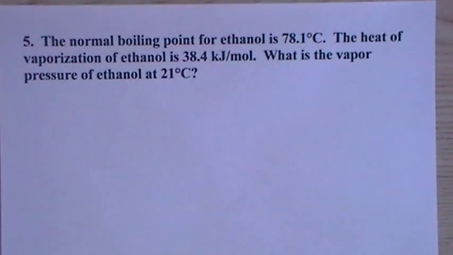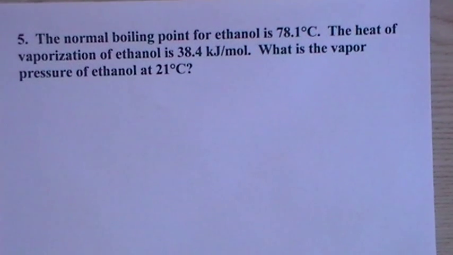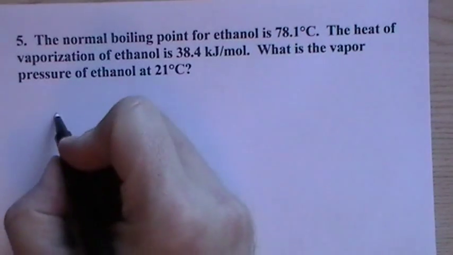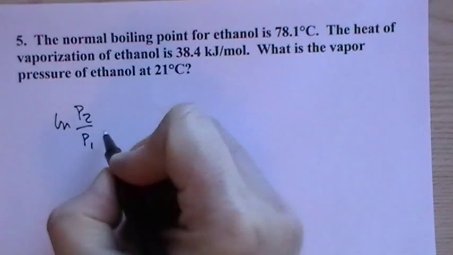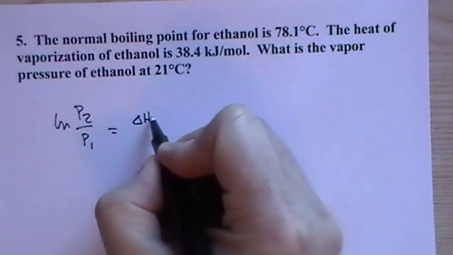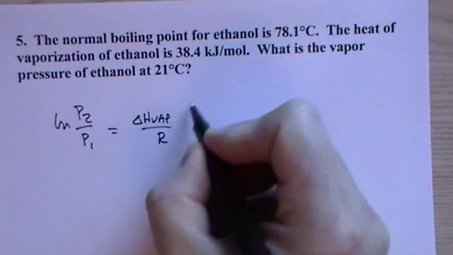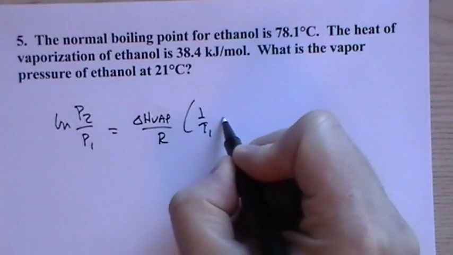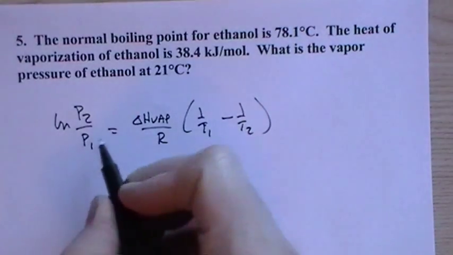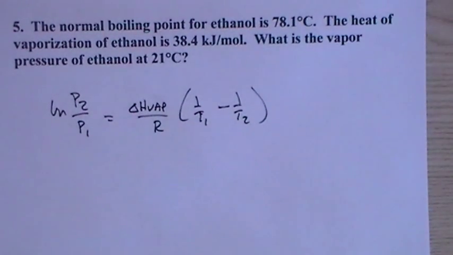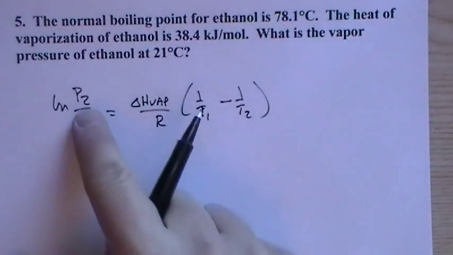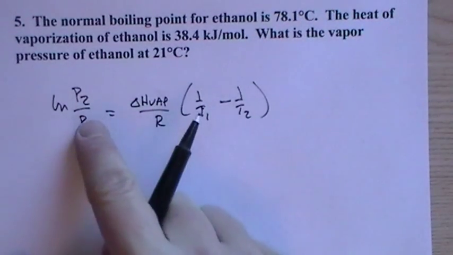Now, what's this one here? So we have the normal boiling point for ethanol is 78.1 degrees Celsius. The heat of vaporization of ethanol is 38.4 kilojoules per mole. What is the vapor pressure of ethanol? Now this is the Clausius-Clapeyron equation, which is this form, or this equation here. And what we're doing is we're determining the vapor pressure at a different temperature, or at a certain temperature.